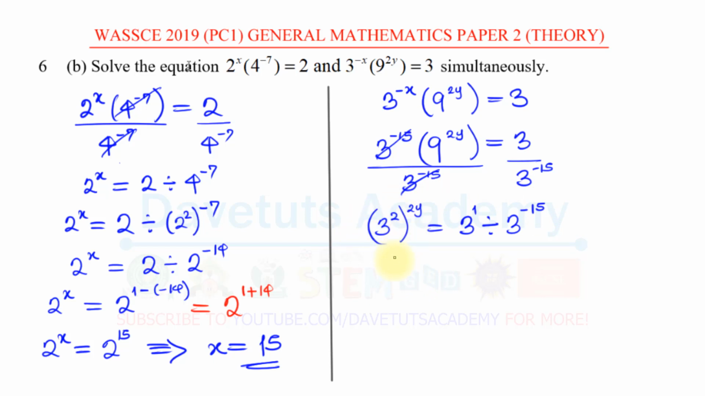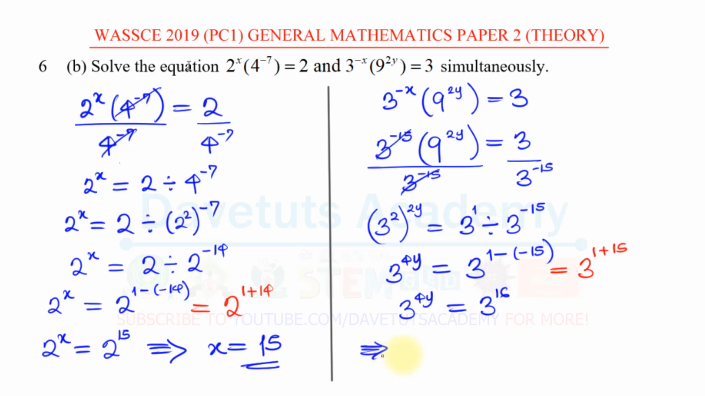I can open this bracket to say this will now be 3 raised to power 2 times 2y, that is 4y, is equal to 3 raised to power 1 minus 15. Okay, so that is going to give me 3 raised to power 4y is equal to 3 raised to power 1 minus 15. Again, I can just easily express that out to be 3 raised to power 1 plus 15. Okay, and 1 plus 15 is nothing but 16. And since the bases are equal, I can say this implies that 4y is equal to 16.